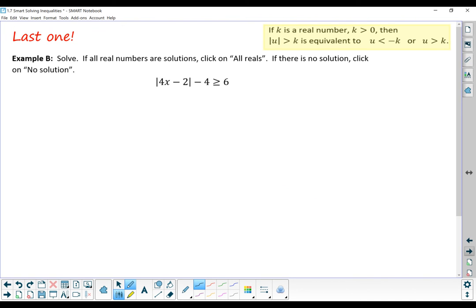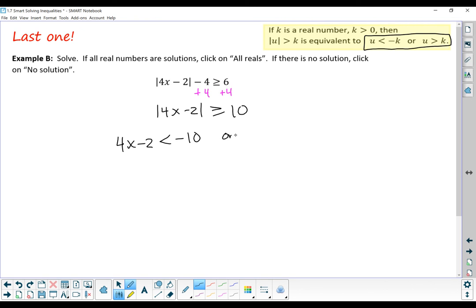All right, we've made it to the last one. So again, we've got a little bit to do. We need to add 4 to both sides of this. So we have the absolute value of 4x minus 2 is greater than or equal to 10. So this is the other type where we have that positive number here and we have an absolute value greater than that number. So when we translate that, it's an or type of inequality. So the stuff inside is either less than or equal to negative 10 or the stuff inside is greater than or equal to positive 10.